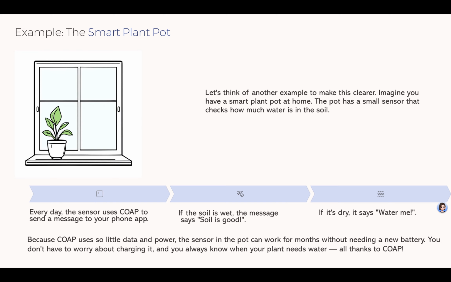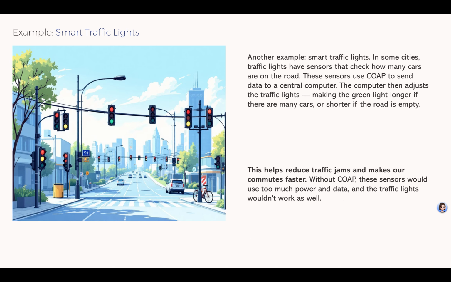Because CoAP uses so little data and power, the sensor in the pot can work for months without needing a new battery. You don't have to worry about charging it, and you always know when your plant needs water, all thanks to CoAP. Another example, smart traffic lights.